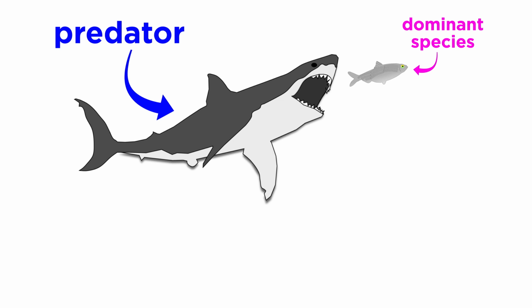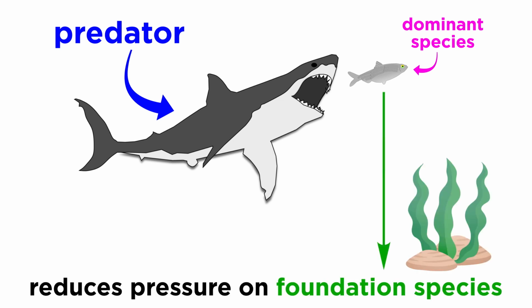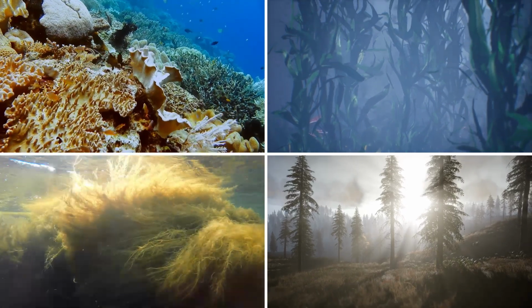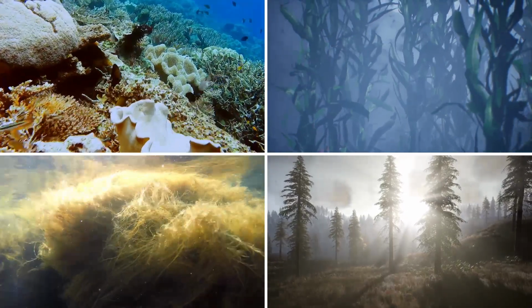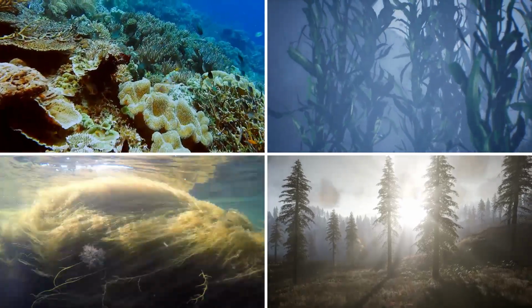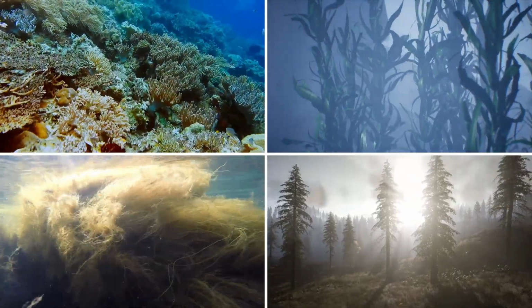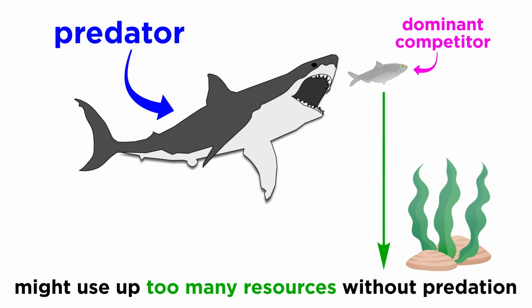They do this by hunting dominant species, which reduces the pressure on or overconsumption of foundation species, those species that have a strong role in structuring a community by providing habitat structure and food. Some examples of foundation species are corals, kelp beds, seagrass meadows, or hardwood trees. Predation can have a positive effect when the predators feed more on the dominant competitors that would otherwise use up all of the community's resources, which organisms are competing for.